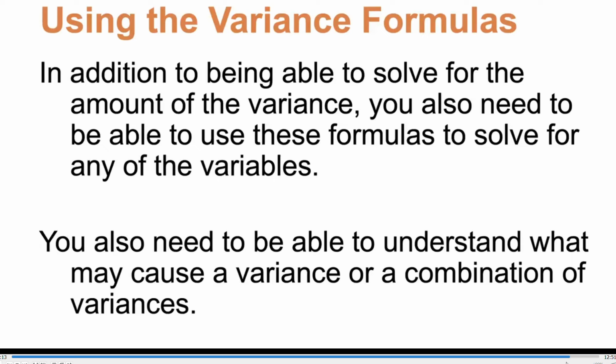Why do we have a favorable material, a favorable quantity variance, but an unfavorable price variance? What might have caused those variances?